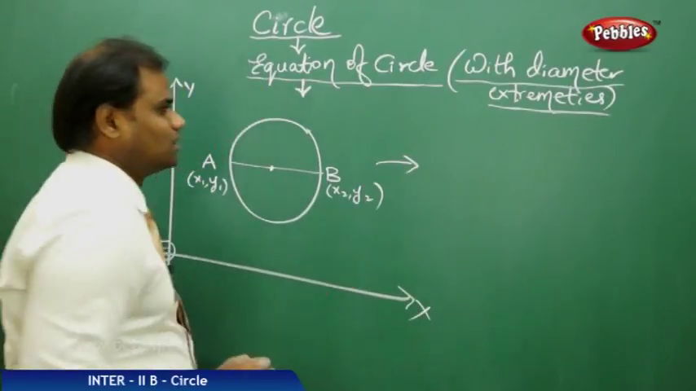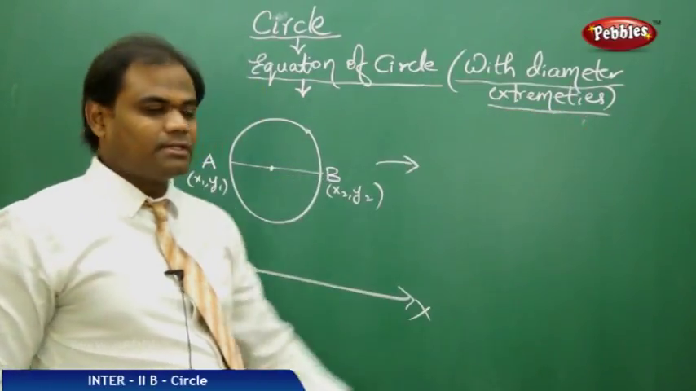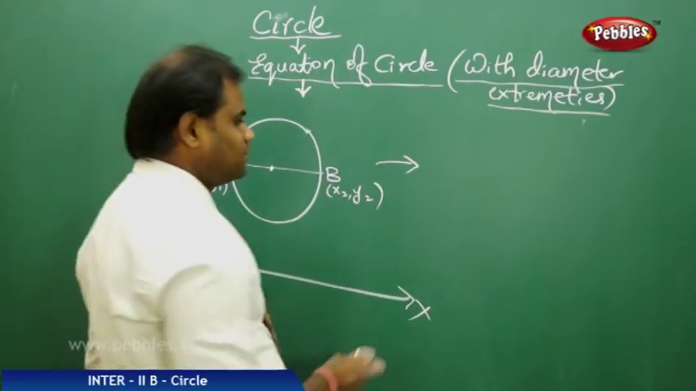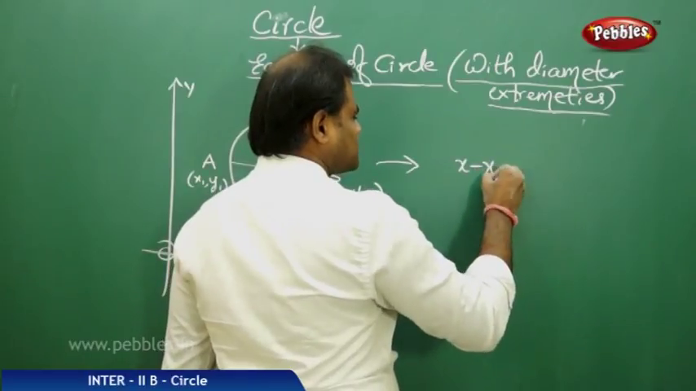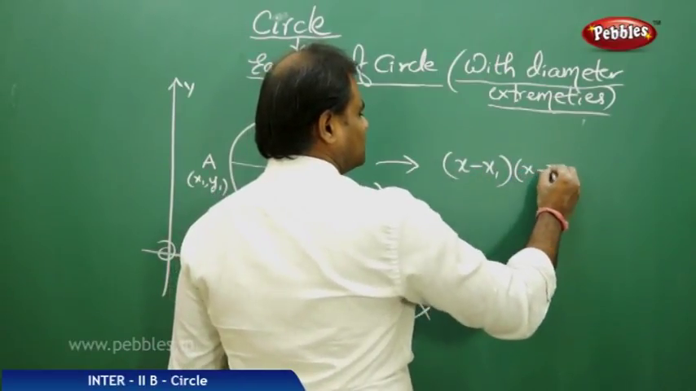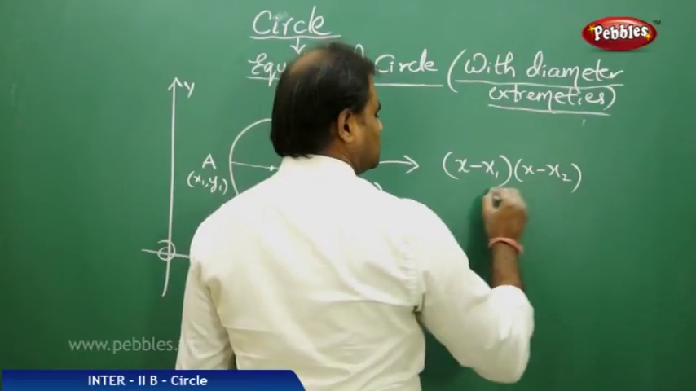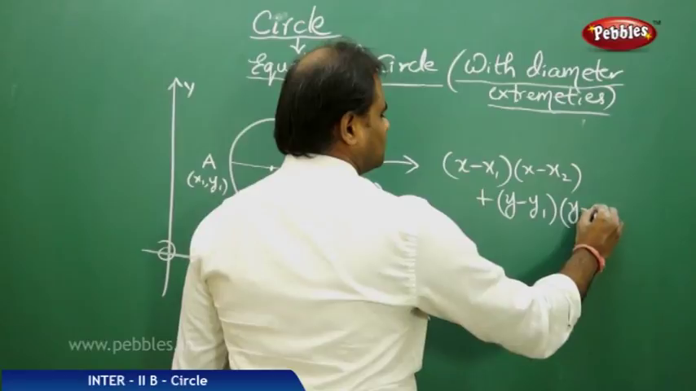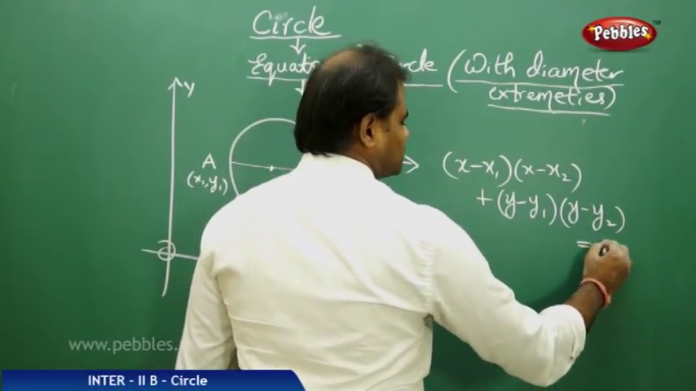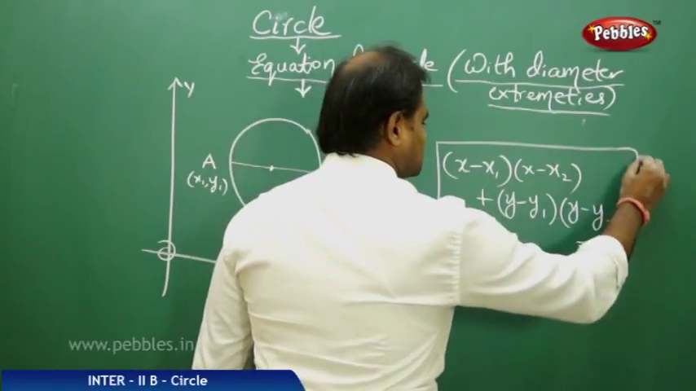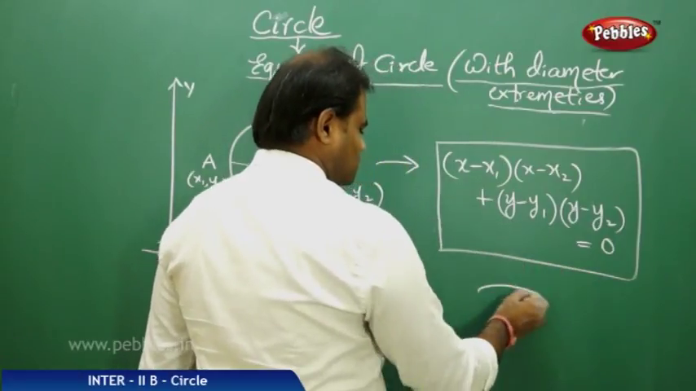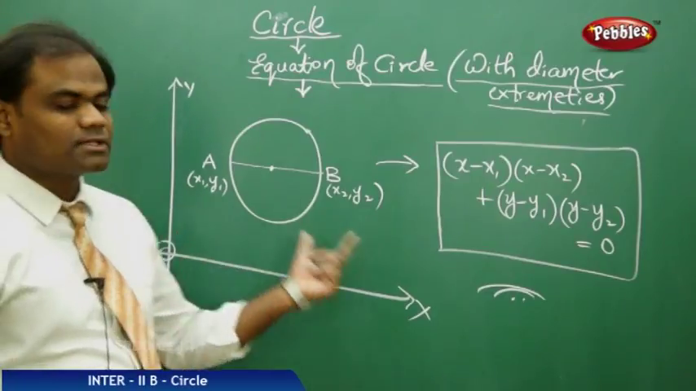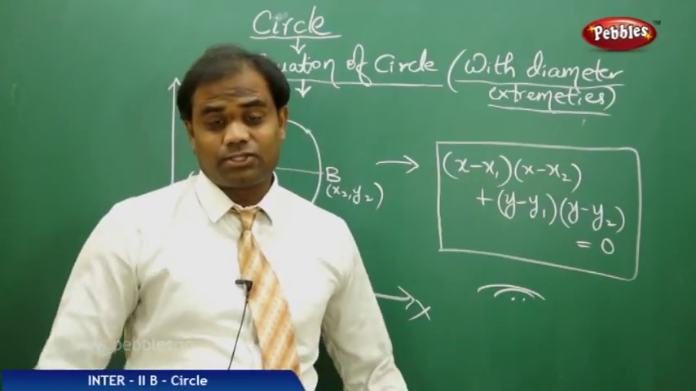the equation of the circle with diameter extremities, that is, with the endpoints given for the diameter, I can derive the equation of the circle as (x minus x1) into (x minus x2) plus (y minus y1) into (y minus y2) equals 0, is the equation of the circle with extremities x1, y1 and x2, y2.